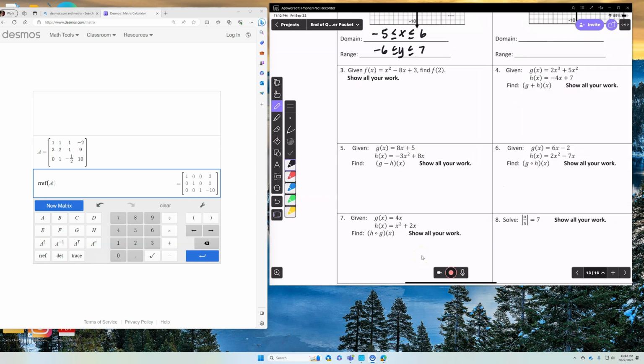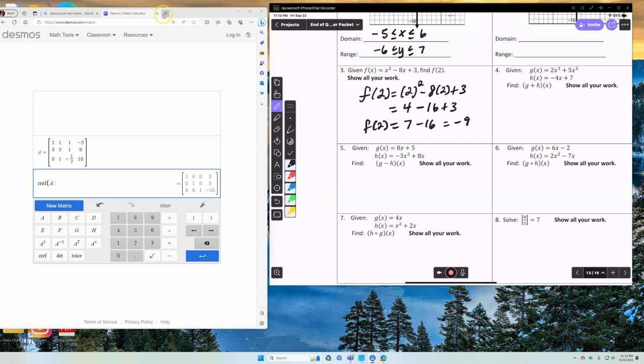Number 3, it says given f of x equals x squared minus 8x plus 3. So we have f of 2 equals 2 squared minus 8 times 2 plus 3. So we have 2 squared, which is 4, minus 16 plus 3. So it's 7 minus 16, which gives you negative 9. So f of 2 gives you negative 9.